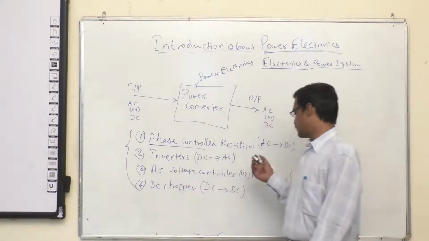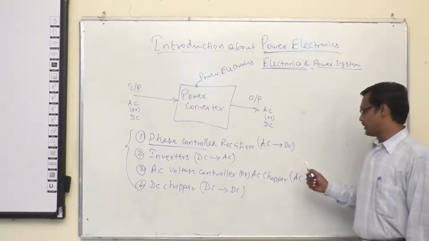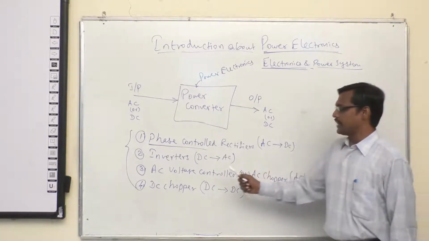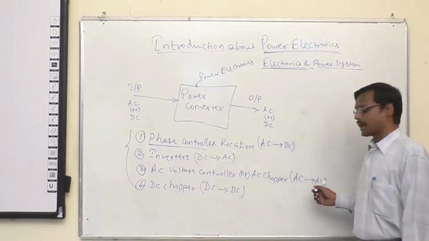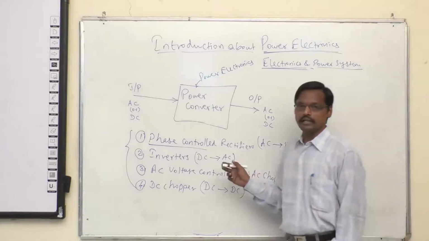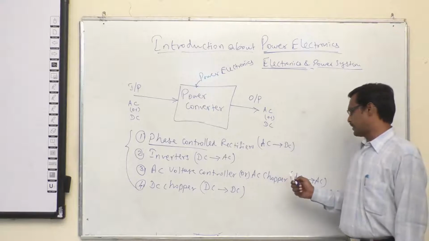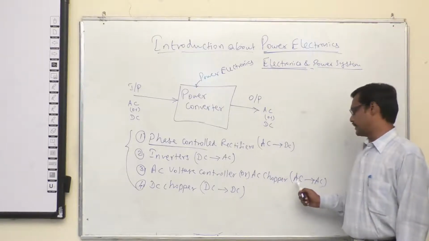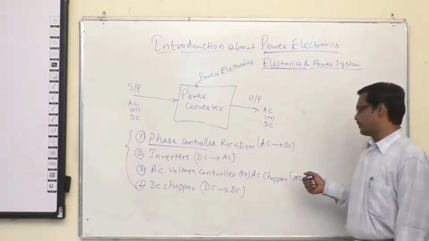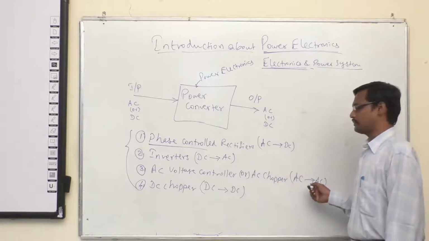Then the AC voltage controller or AC chopper is an AC to AC converter, which converts a fixed AC into variable AC. In the AC voltage controller, we can control the magnitude of the output voltage. Another converter is called the cycloconverter, which is also a type of AC voltage controller. The cycloconverter is used for converting the input frequency into some other frequency. So in this AC voltage controller, you can control both magnitude and frequency.